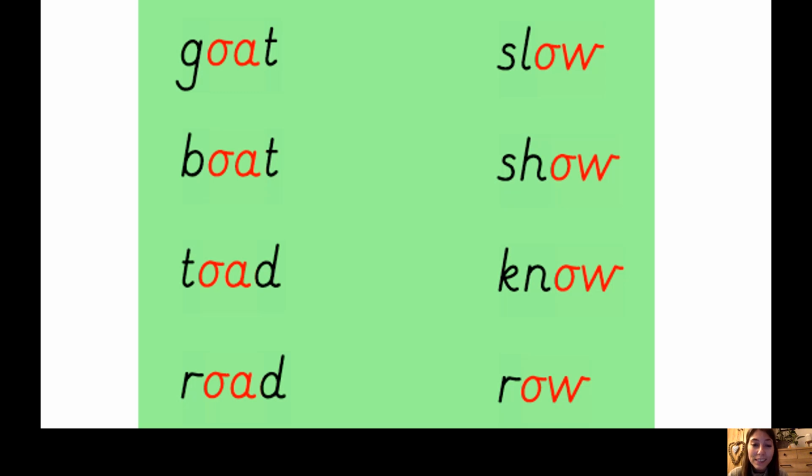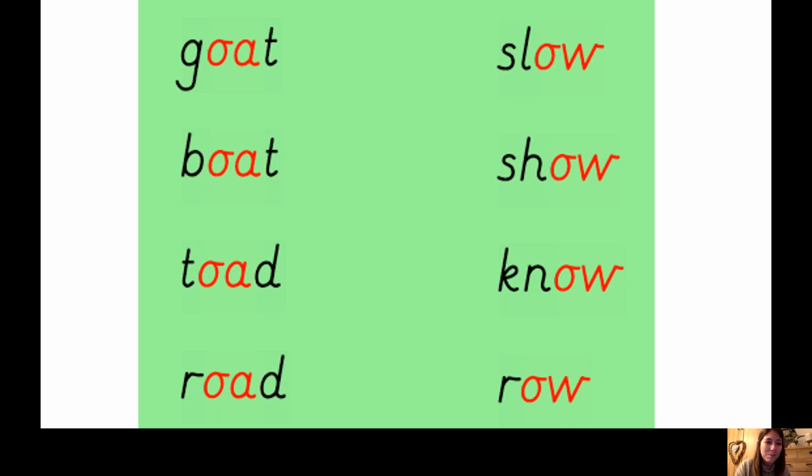Now I've noticed on the left hand side, the OA seems to be in the middle of words. Do you agree? You do? Fab. And on the right hand side, where does that OW seem to be? Yes, seems to be at the end of words. I wonder what family member that might be.